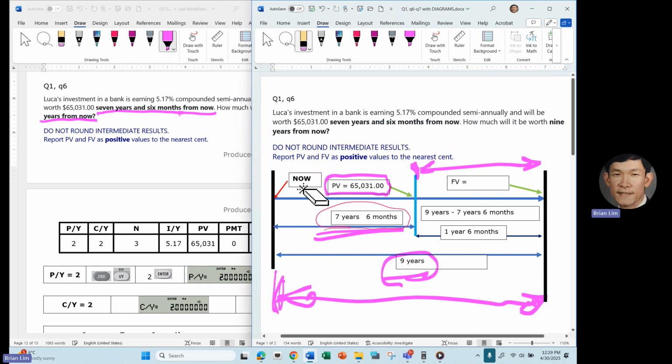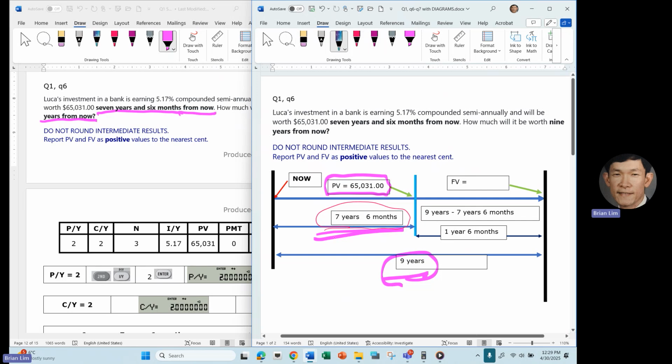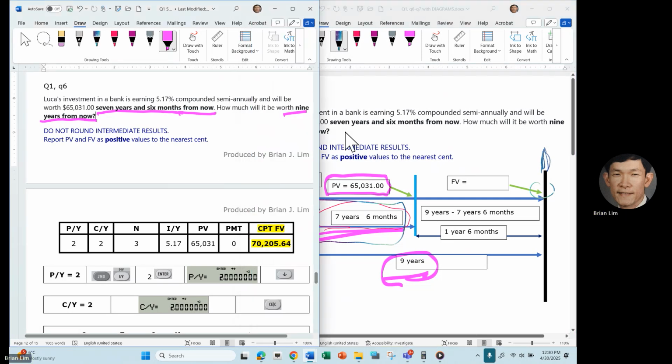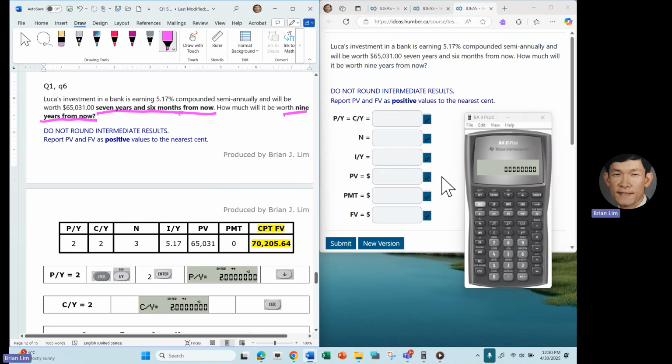All right, you start from now, and then you're given the two values. You're given the value at 7 years and 6 months right here. Okay, so 7 years and 6 months brings us to this point right here, and then we have to find it over here. So this future value is for that point in time. All right, so let's begin. Let's go over here and we can minimize that and we can start.